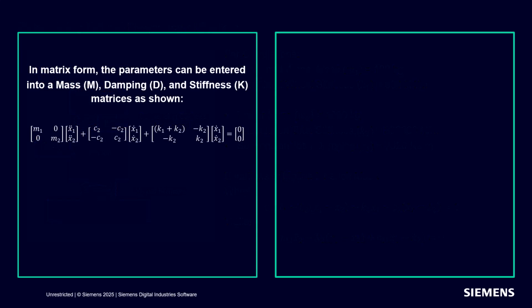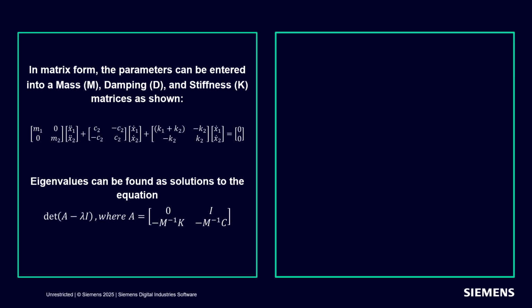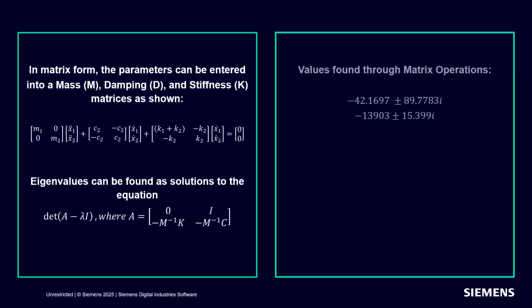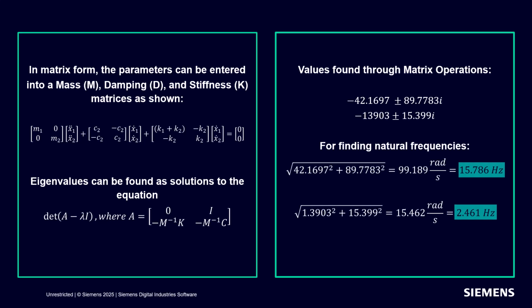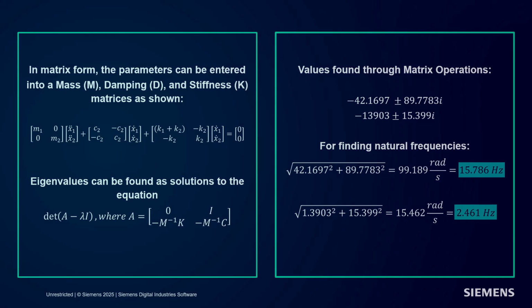These equations can be rewritten into matrices that correspond to the mass, damping, and stiffness. Utilizing these matrices, eigenvalues can be found as the determinant of the matrix operation shown, which when solved, provides the results shown with a real and imaginary component to the frequency. To find the correct value for this frequency, take the root of the squared sums of the real and imaginary components, which will be in radians per second. And after dividing by 2 pi, the values for natural frequency can be shown in hertz.